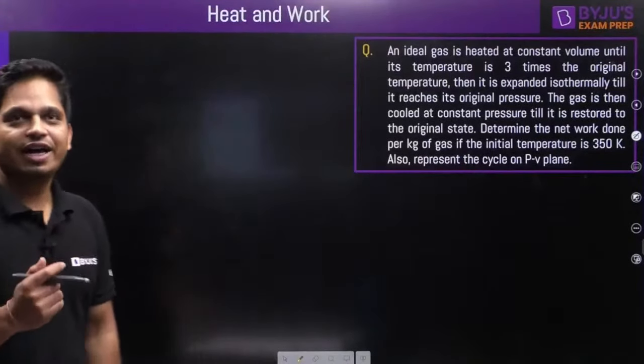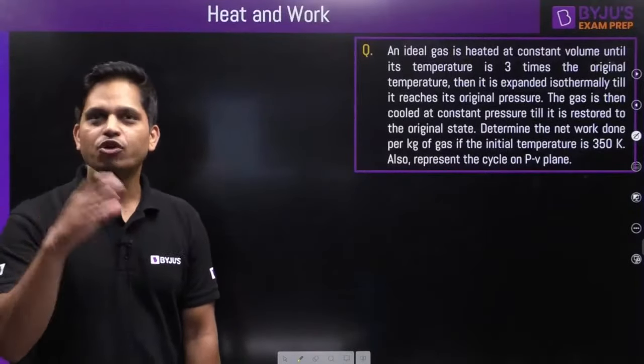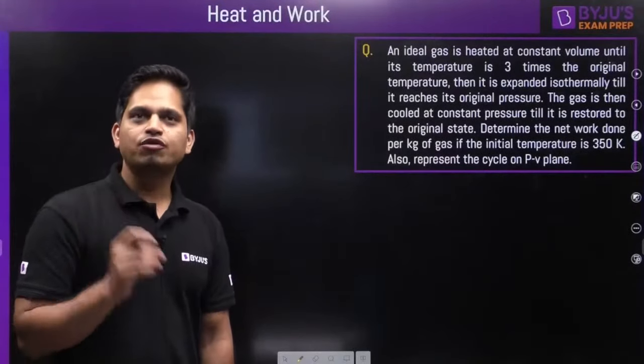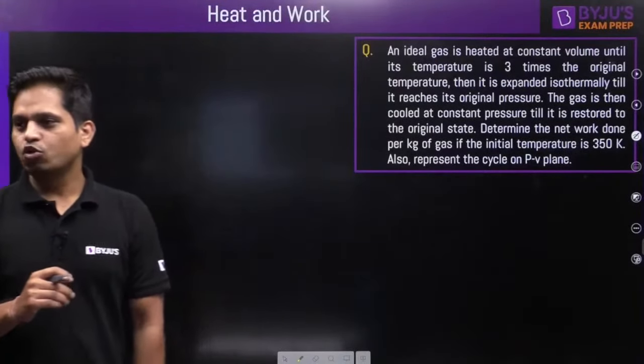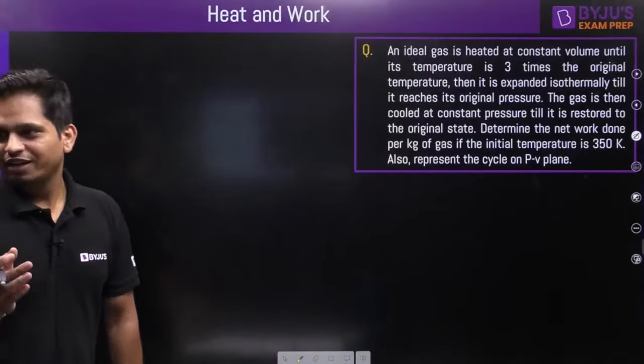I gave you a brief idea also about this question. We drew the PV diagram and everything, and I gave you some idea about this. I hope you have solved this question. So could you please very quickly give me the answer so that we don't have to do this today?